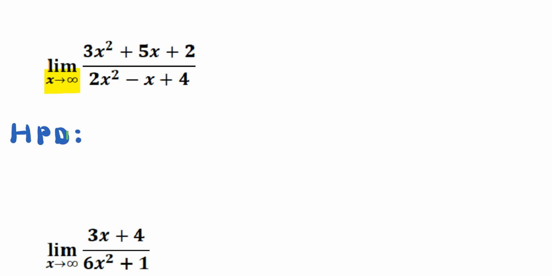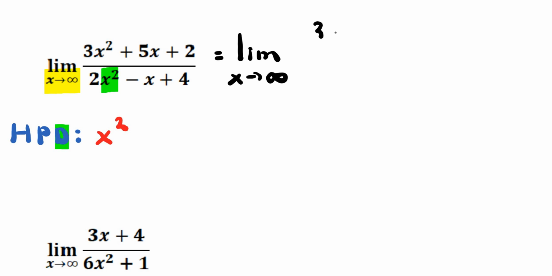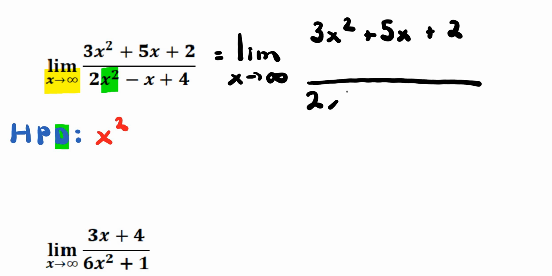If I look at my denominator, my highest power is x squared. What I'm going to do next is divide every single term by the highest power in the denominator, which is x squared. So I'm going to change how this original problem looks. I have 3x squared plus 5x, and you might want to watch this video first before you start writing out your next steps here. And my denominator is 2x squared minus x plus 4.